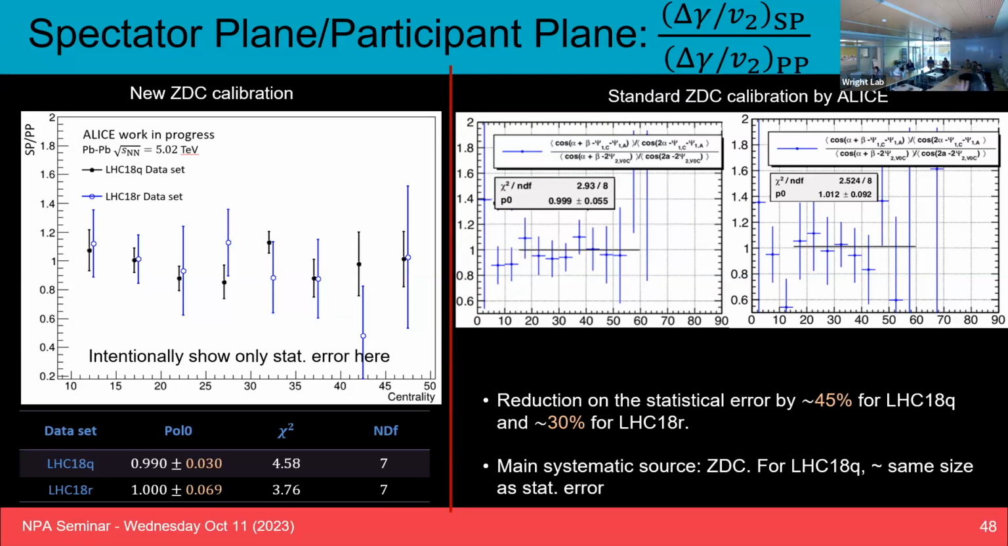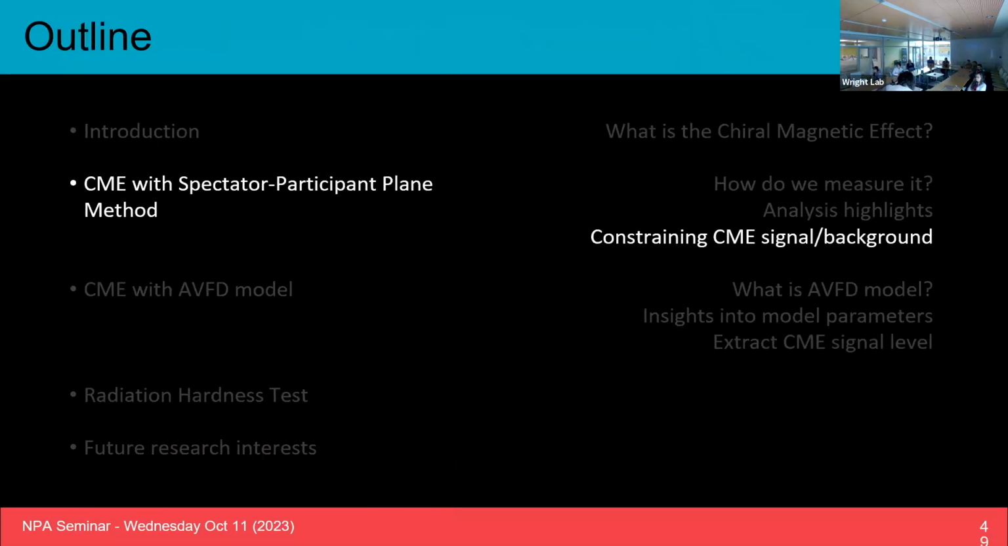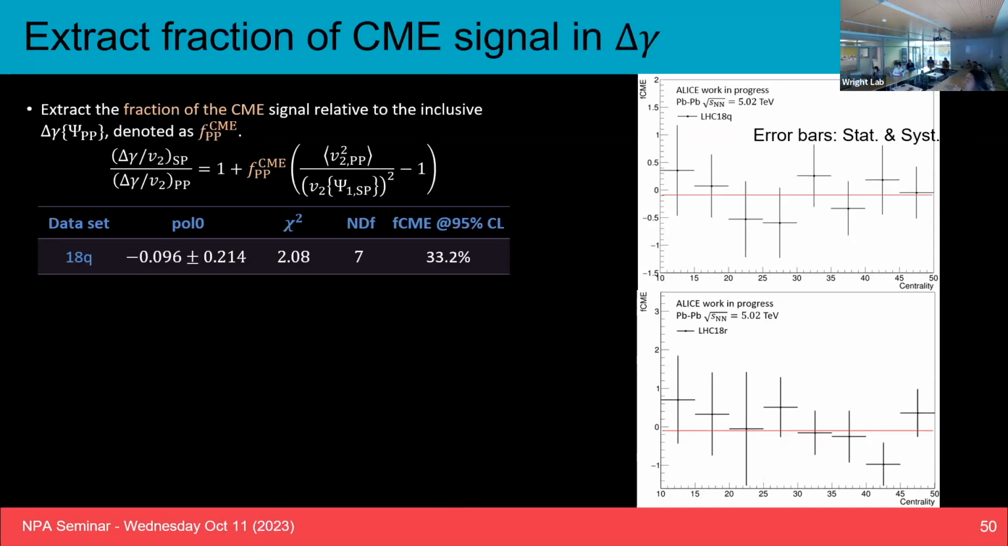But still, in the backup slide, I showed the same plot with the systematic error, but the main systematic error source is the ZDC. So for example, for the 18Q, it's roughly the same size as this error. You can check the backup slide. Okay, then we have to extract this fraction of CME inside this gamma correlator. This is done by solving these equations, and you get these parameters. For the 18Q, we get a limit of around 33% at 95%.